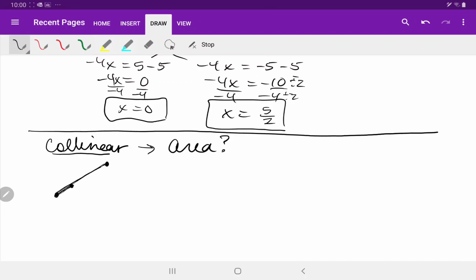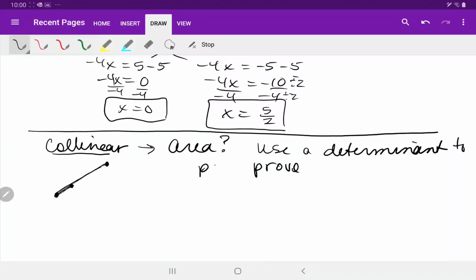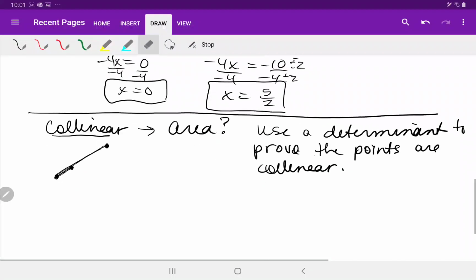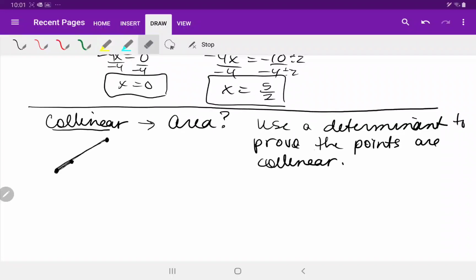But they're saying use a determinant to prove the points are collinear. So how would area, which is what determinants are, how would area relate to these 3 collinear points? So if I connect them together, right?